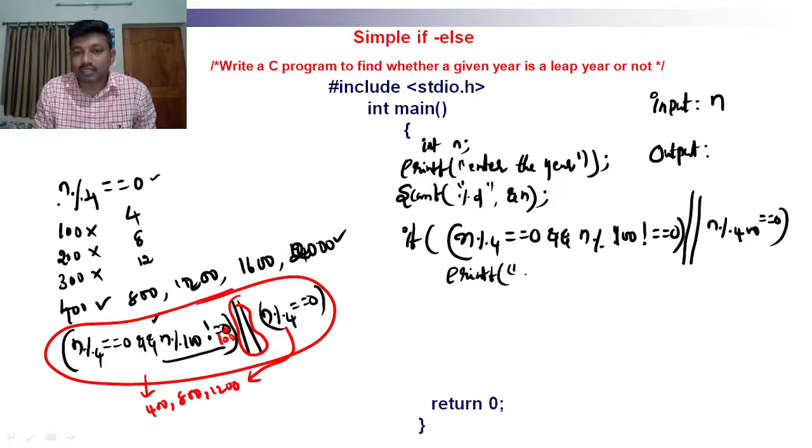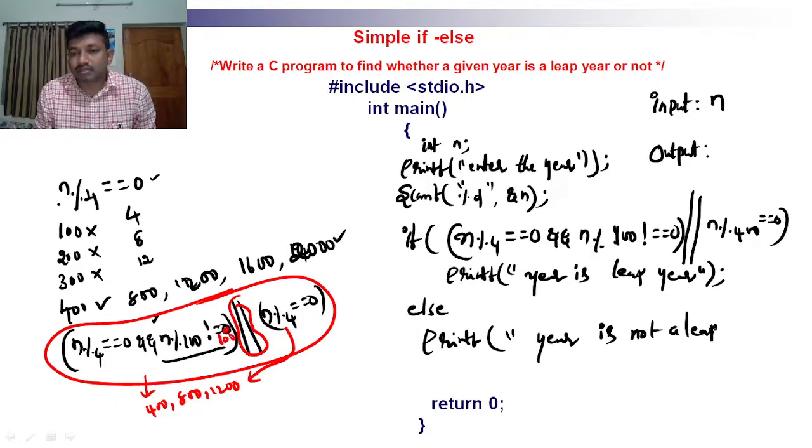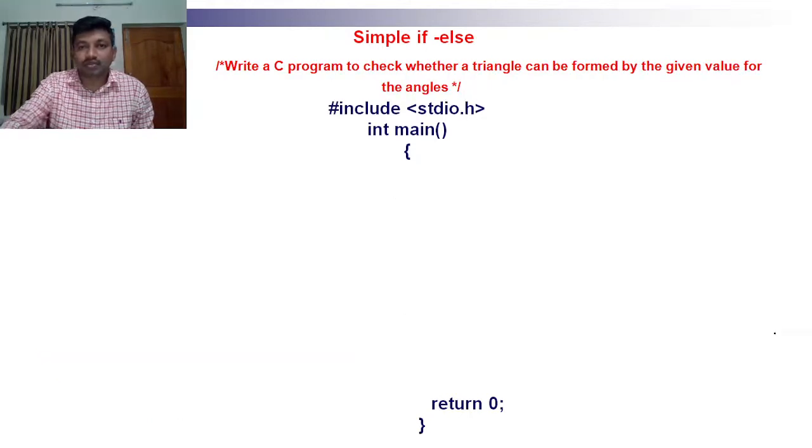In such a case, if this is true, we say the year is a leap year. Else we say the year is not a leap year. So this is the way this simple if-else will be used to solve real world problems. So let me move on to one more problem.